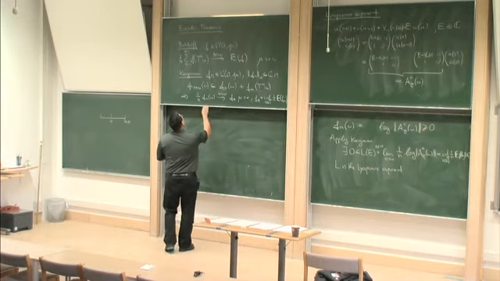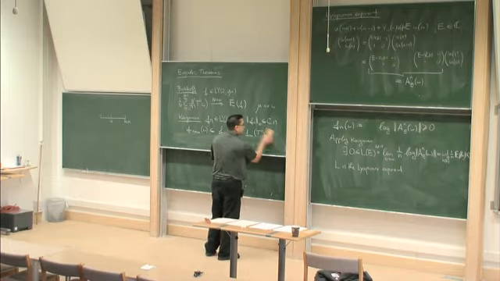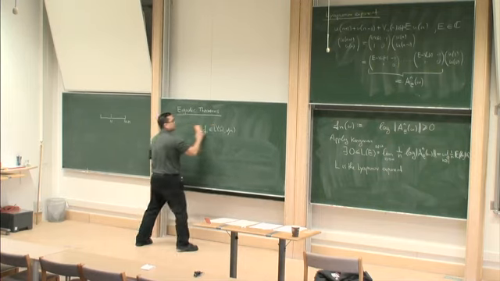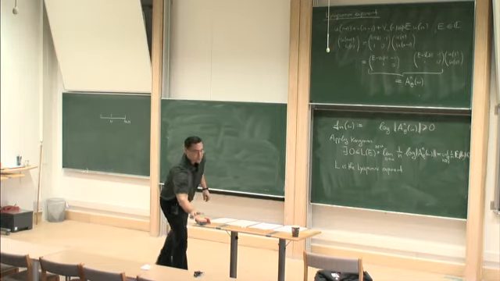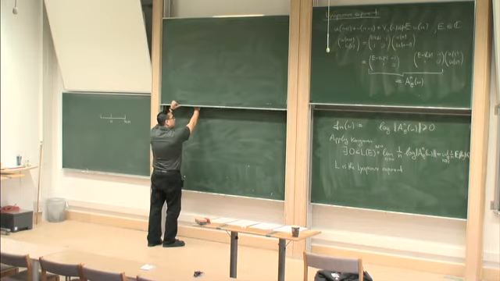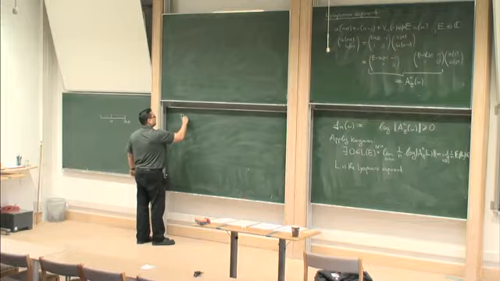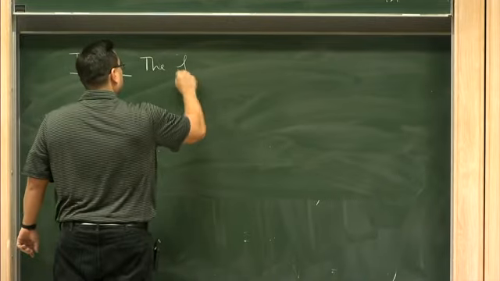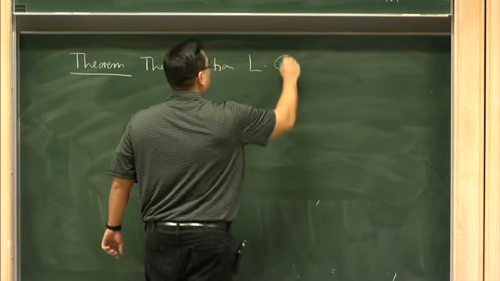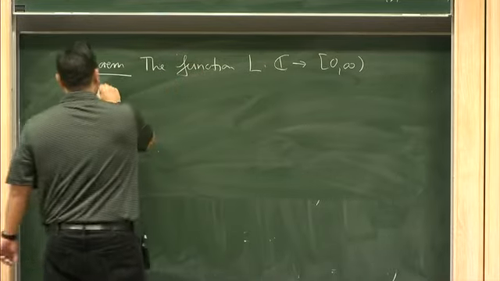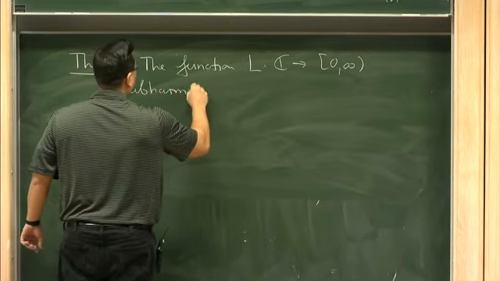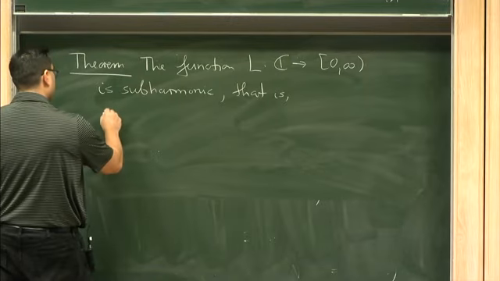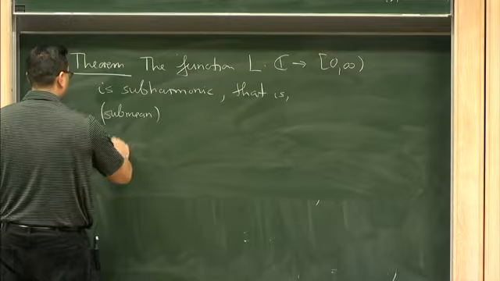And there are also some basic properties of the Lyapunov exponent that I'll try to list and partly make plausible. So the first theorem: the Lyapunov exponent, so the function L from C to 0 infinity, is subharmonic. That is, it has two properties. It's submean and it's upper semi-continuous.